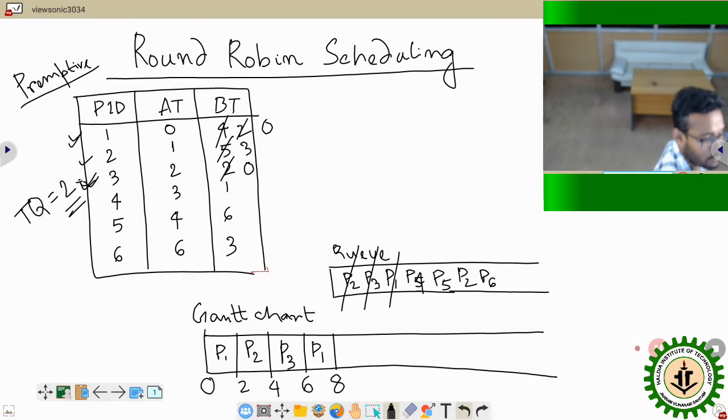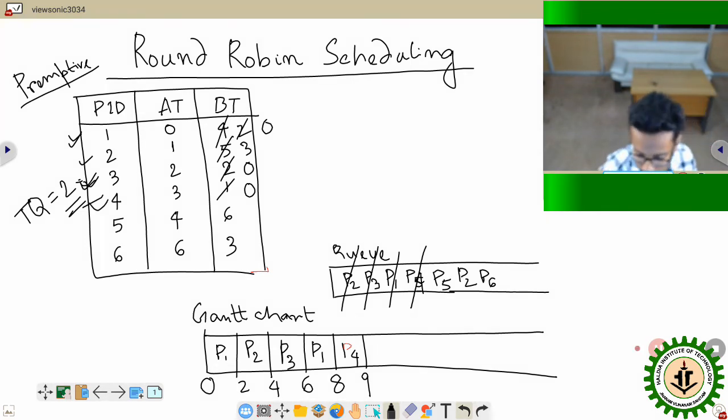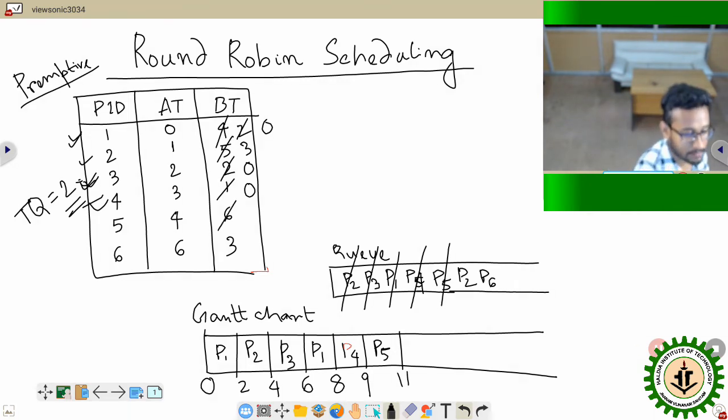Now I am removing process P4, and P4 required only 1. So 8 plus 1 is 9, and P4 is also finished. So processes P1, P3 and P4 are finished. Now I will schedule P5. How much does P5 require? 9 plus 2 is 11, and I am subtracting 2 from it, so 6 minus 2 is 4. 4 amount of time is remaining. Now, is P5 finished or not?